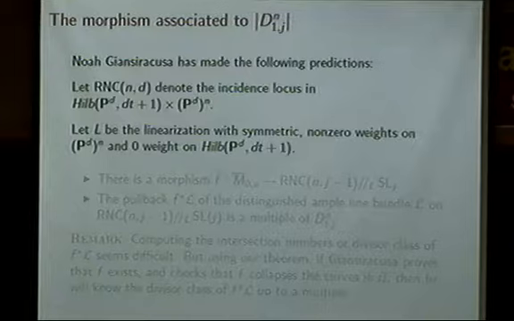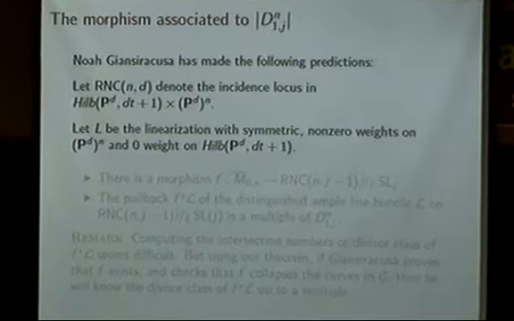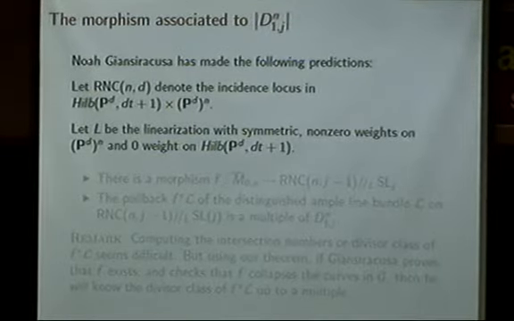I want to define a parameter space that I'll call RNC n comma D. This is going to be the incidence locus in the Hilbert scheme of degree D rational normal curves, and then I want n marked points to lie on my rational normal curve. I'm going to take GIT quotients, and here's the kind of linearization that Noah tells me I should use. I should put 0 weight on the Hilbert scheme side, and I should take symmetric weights on the marked point side.